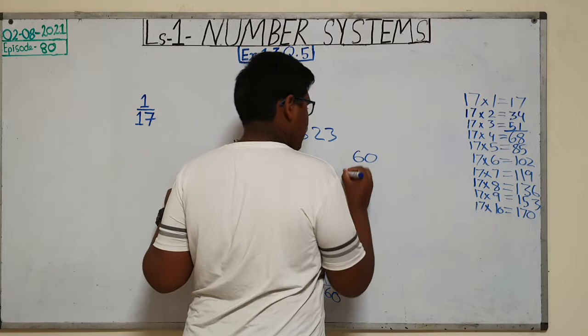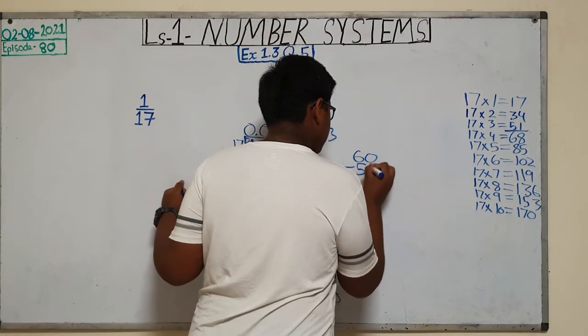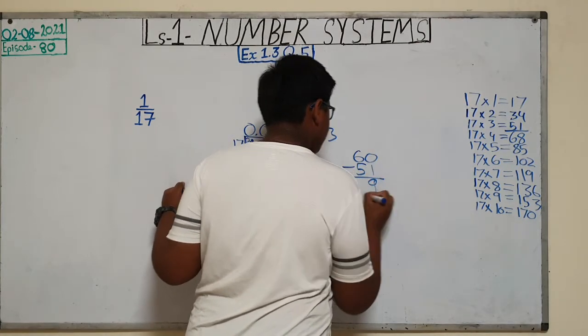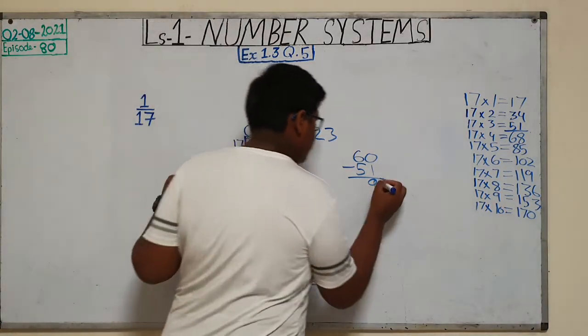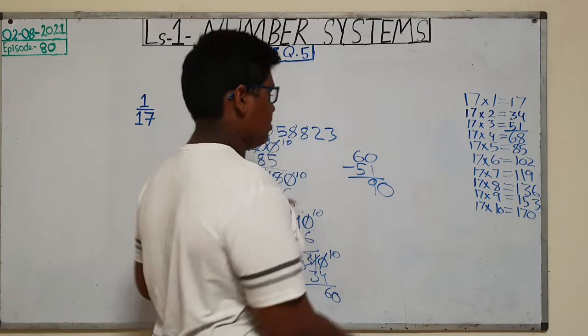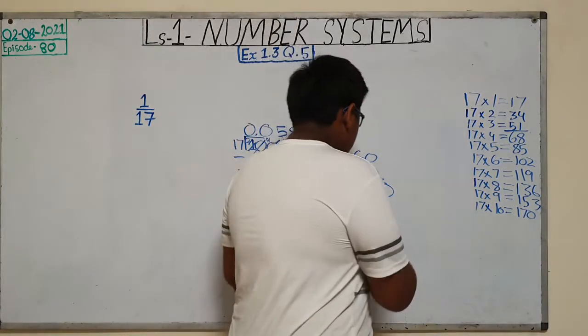So let's take 3 and then subtract it, 51. Then we will have 9. 60 minus 51 is 9. Now we will add one more 0. Okay, so the number is growing again. Okay, now we have 90, right?